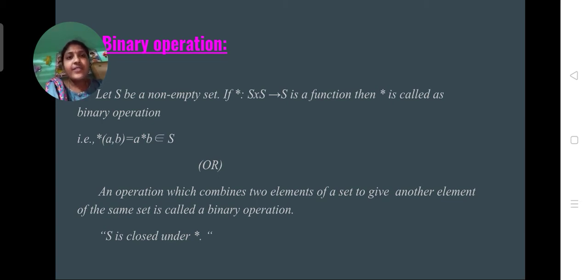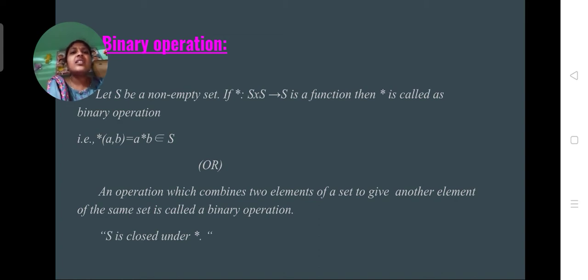Next, if star from S cross S to S is a function, where S cross S is a Cartesian product, the set of all ordered pairs in the form of (a, b), then star is called a binary operation. That is, star of (a, b) is equal to a star b, which belongs to S. So if a star b belongs to S, then star is called a binary operation.